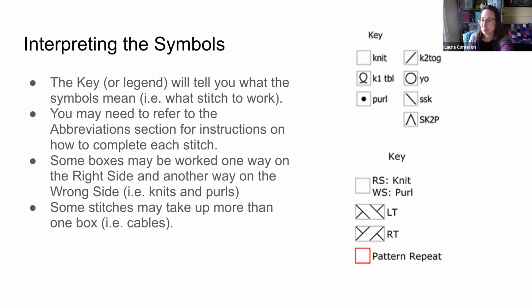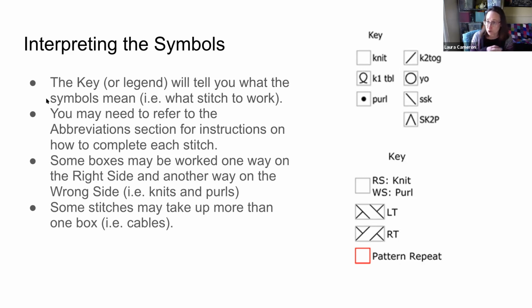For instance, down at the bottom, you can see in the key there's an LT, which stands for left twist, and an RT, which stands for right twist. You may need to refer back to the abbreviation section in the pattern to figure out exactly what those stitches are and how they are worked. But in the chart, you'll see the symbol appear there, and that will tell you what you're supposed to work next. Some boxes may be worked one way on the right side and another way on the wrong side.